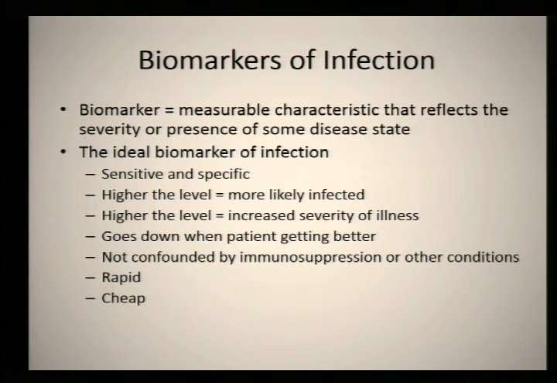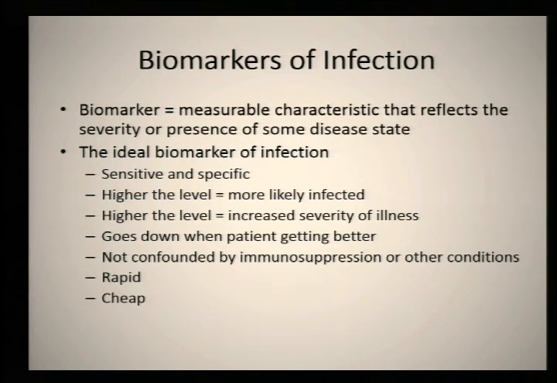So what's a biomarker? Well, it's a measurable characteristic to reflect severity or presence of some disease state or some physiologic state. We use biomarkers in all parts of medicine. There are lots of cancer biomarkers to see if you can use the latest mAb that costs $1 gazillion. But in infectious disease, we use them quite a bit, and I'll talk about some of the common ones we use.